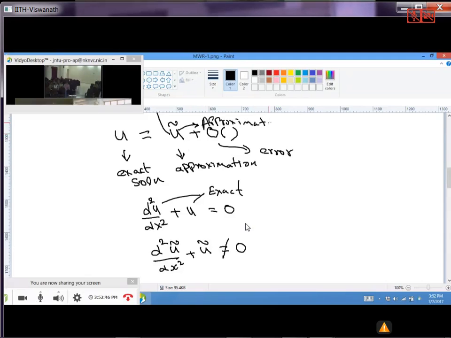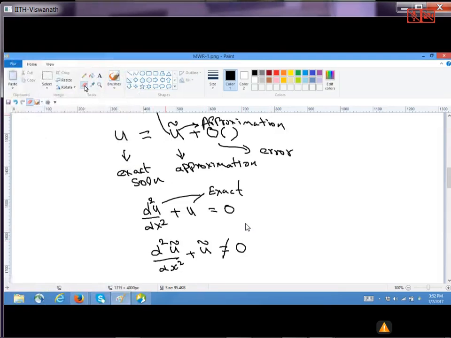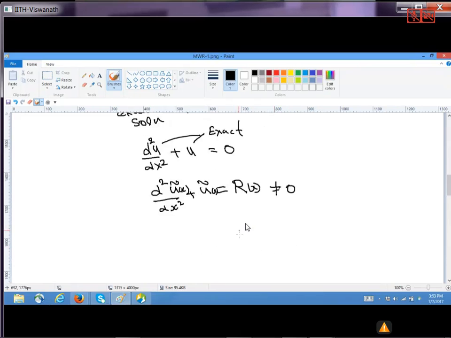An approximation will not make this one equal to 0, and that is non-zero. So I can write this non-zero thing, since it is not equal to 0, as capital R, which is a function of x, because everything is a function of x, and this is not equal to 0. Now this R is defined as residue.